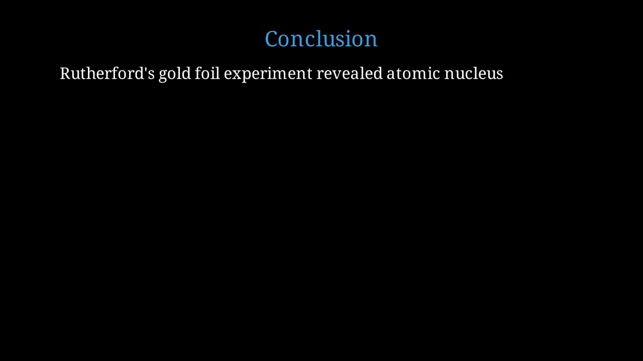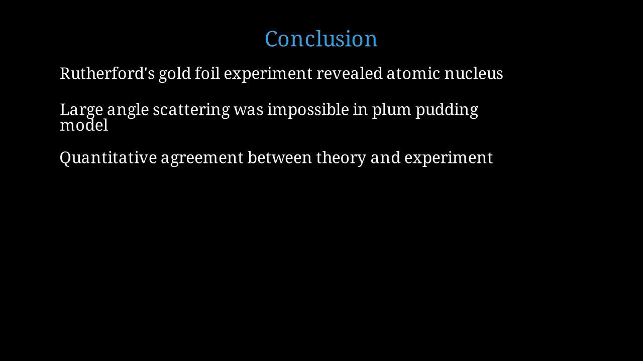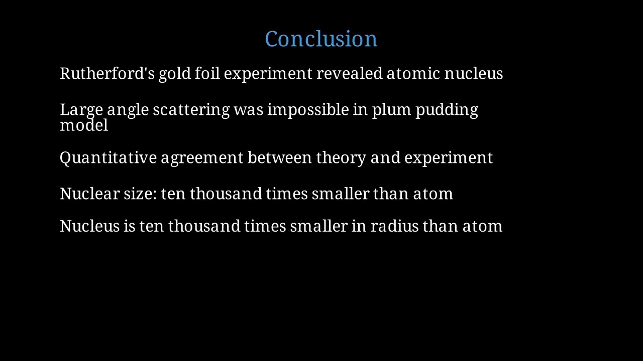Let's summarize the key points of Rutherford's revolutionary discovery. Rutherford's gold foil experiment revealed that atoms contain a tiny, dense, positively charged nucleus, overturning the plum pudding model. Large angle scattering of alpha particles was completely impossible according to the plum pudding model, but naturally explained by the nuclear model. The quantitative agreement between Rutherford's scattering formula and experimental measurements across all angles, energies, and target materials was decisive. The nucleus is approximately 10,000 times smaller in radius than the atom, confirmed by subsequent experiments. This result remains a fundamental property of atomic structure.